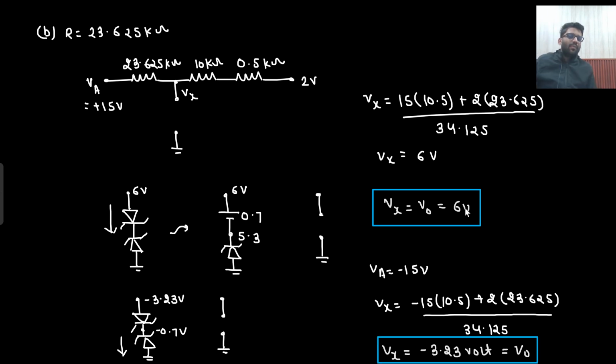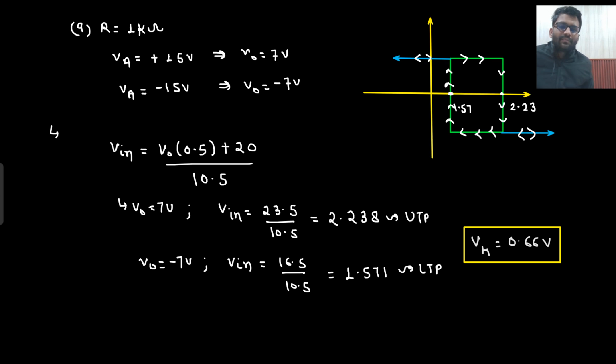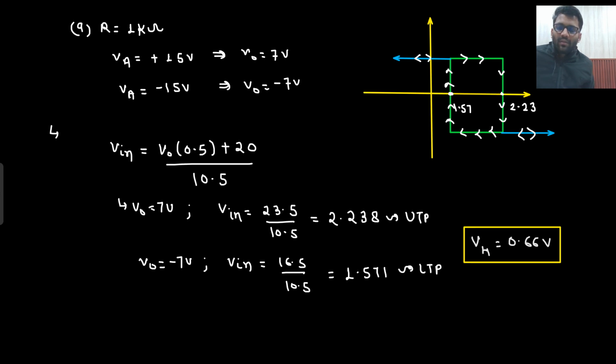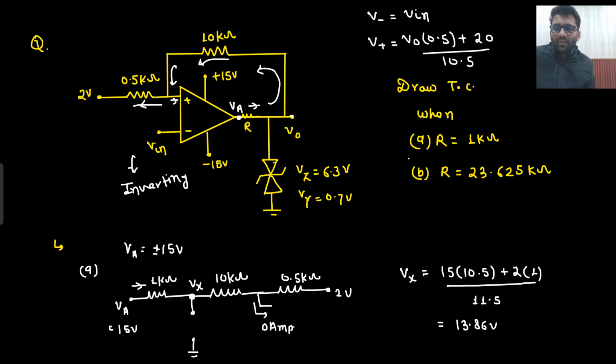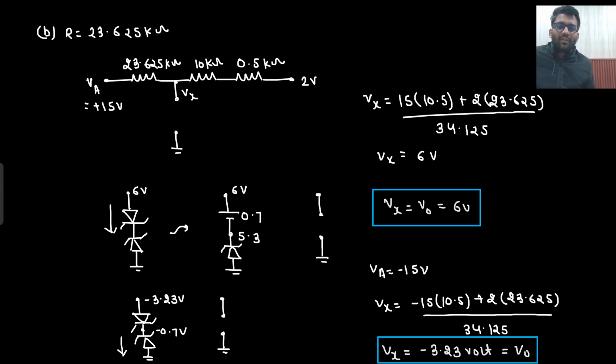So this time you have two V naught values, plus 6 and minus 3.23. So what we need to do is equate V in equals V naught into 0.5 plus 2 into 10, that is 20, divided by 10.5.